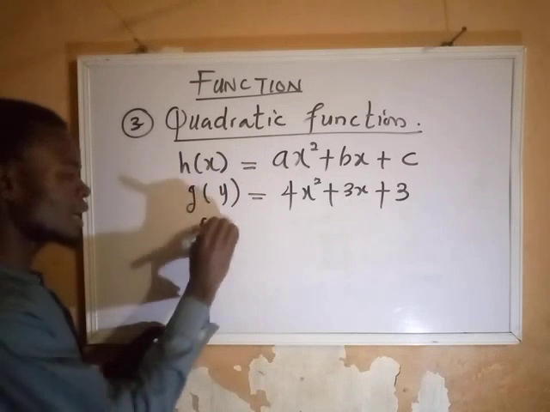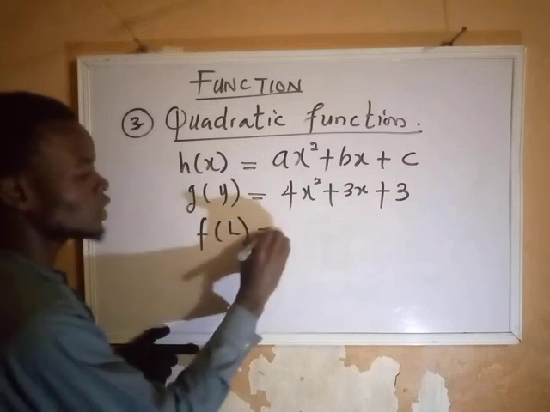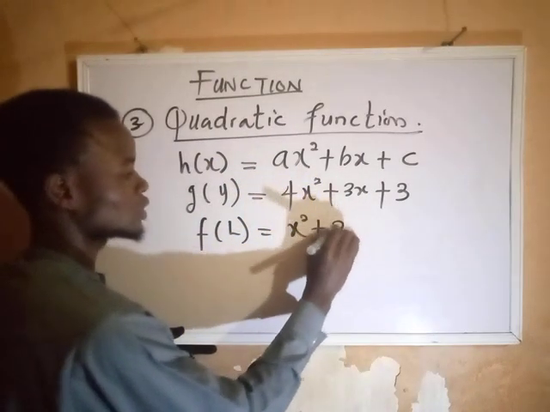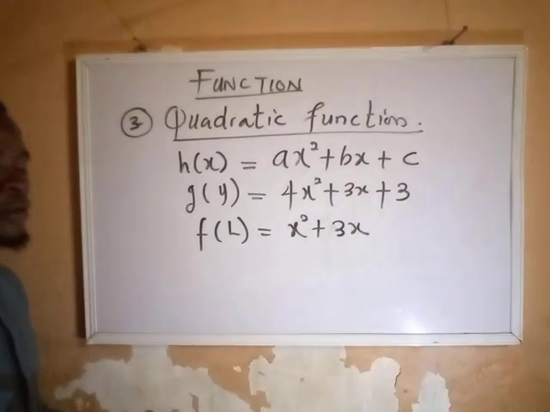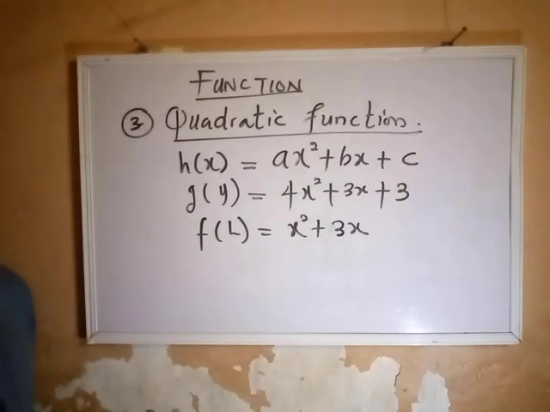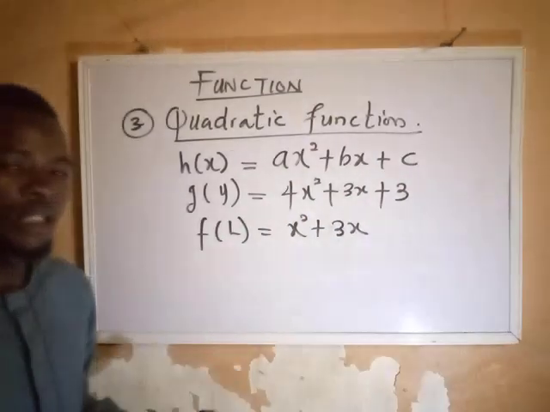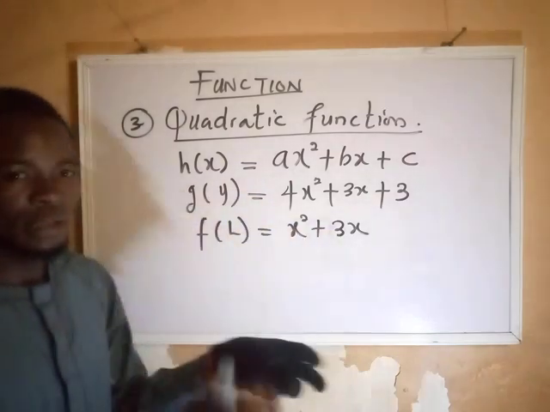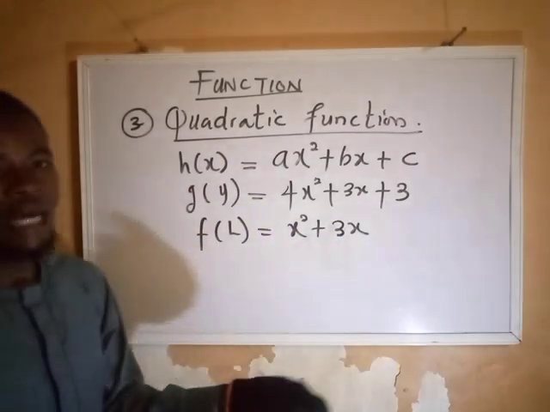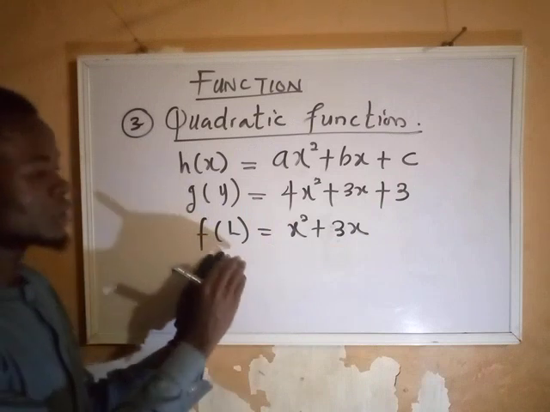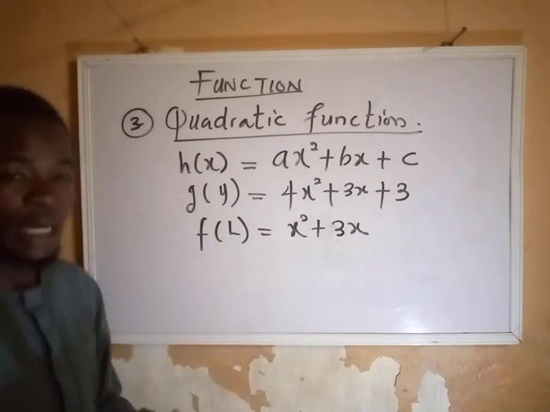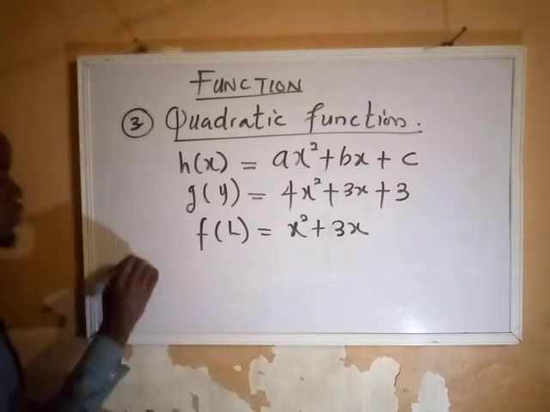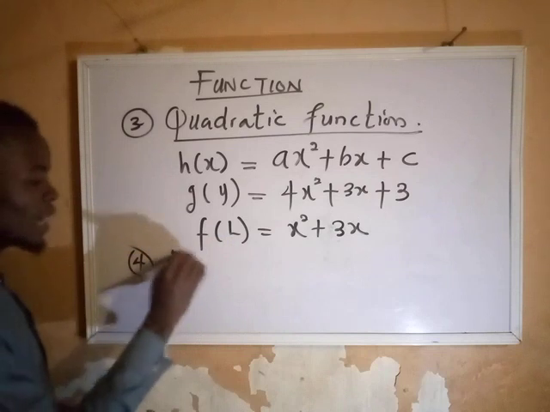Let's say we have f(L) equals x squared plus 3x. Now, what can we call this? Is it a quadratic function? No. This is not a quadratic function, because what we are giving here is n, but it has mixed with what we have here. So they are not correlated. This is not a function. This is, okay, let's say automatically a function, but it's a function of what? Constant function. So another function we are going to consider here is the polynomial function.